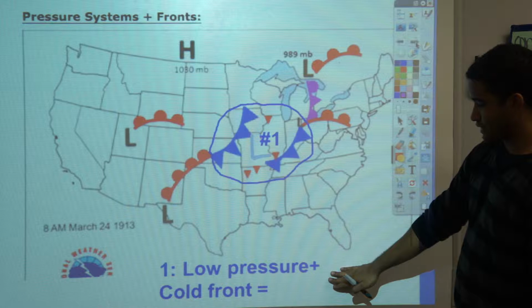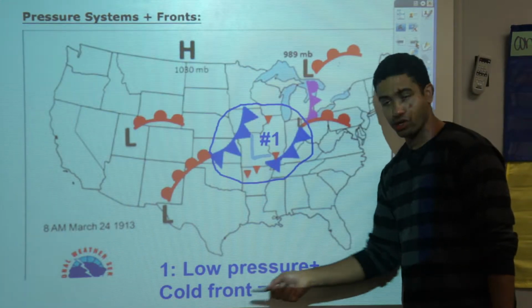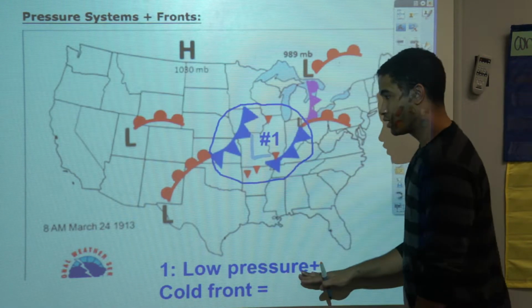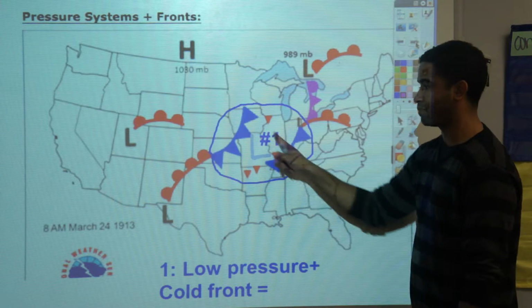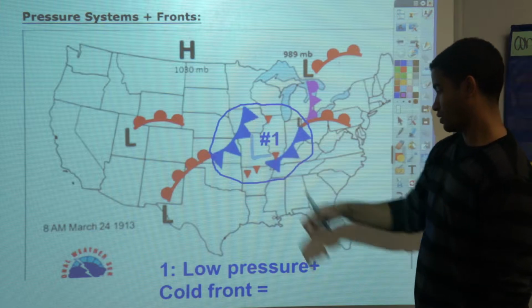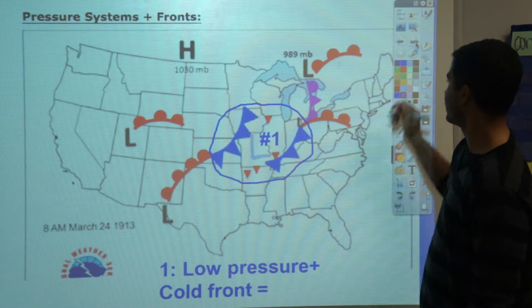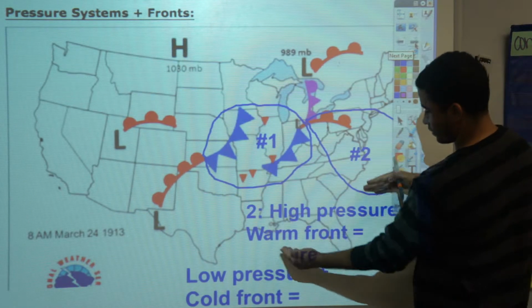Then tell me what type of weather occurs in a low pressure cold front. So go look back at what type of weather low pressure brought, and tell me what type of weather is going to be happening right here with low pressure. That should be red. Alright? And tell me what type of weather is happening with high pressure.